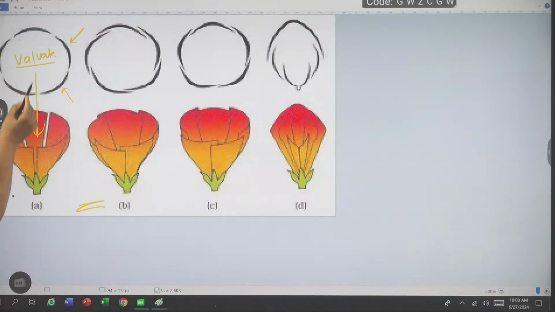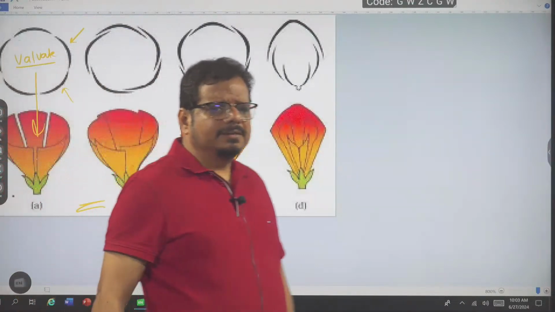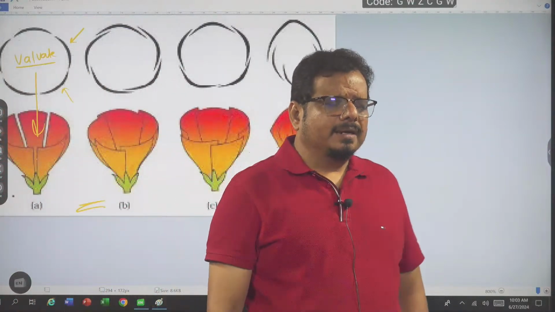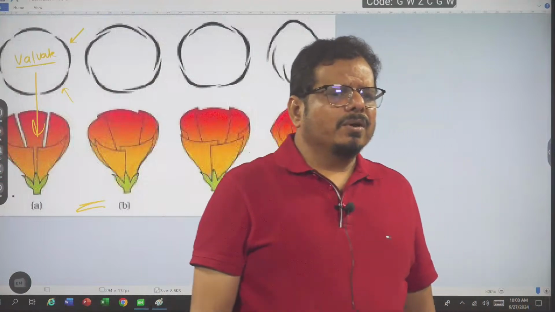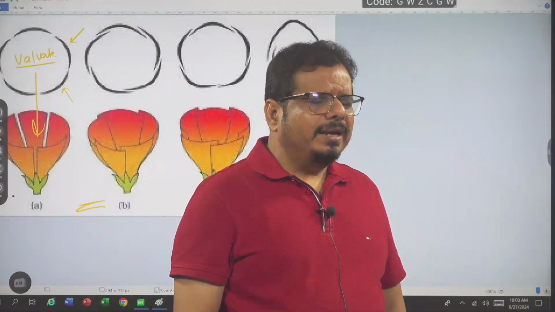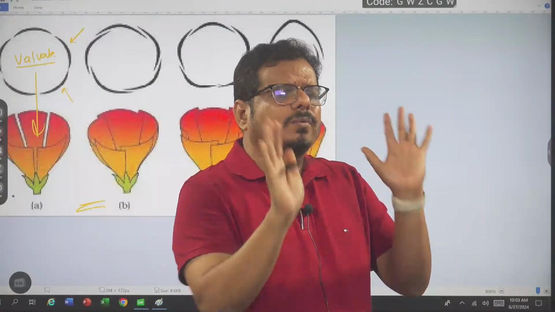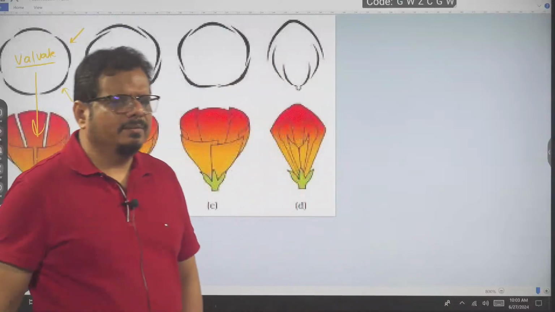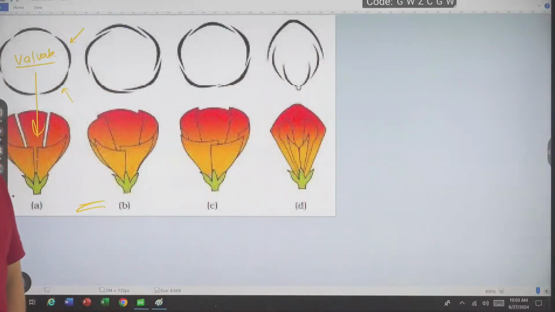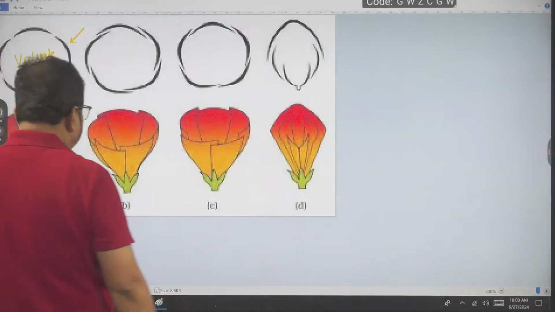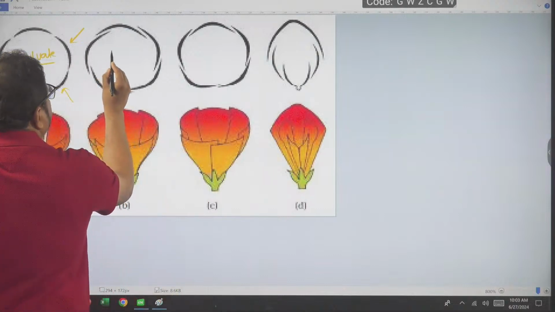This is the actual diagram, this is the ray diagram. You got the idea about the valvate? So non-overlapping. The members of a floral whorl are either free or touching each other but not overlapping the other. That is called basically valvate type of aestivation. Clear? Now second one is twisted.